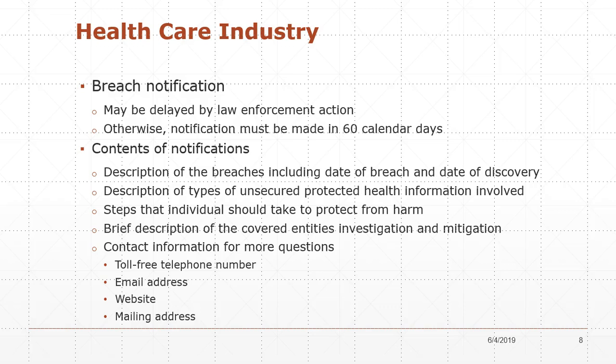And in that notification, you have to describe the breach, including the date of the breach and the date of the discovery. Which means at that point you've already done some forensic investigation so that you know approximately the date of the breach. There should be a description of the types of unsecured protected health information involved and the steps that individuals should take to protect themselves from harm of identity theft. And a brief description of the covered entity's investigation and mitigation activities, and contact information for more questions, such as a toll-free telephone number, an email address, website, or a mailing address.